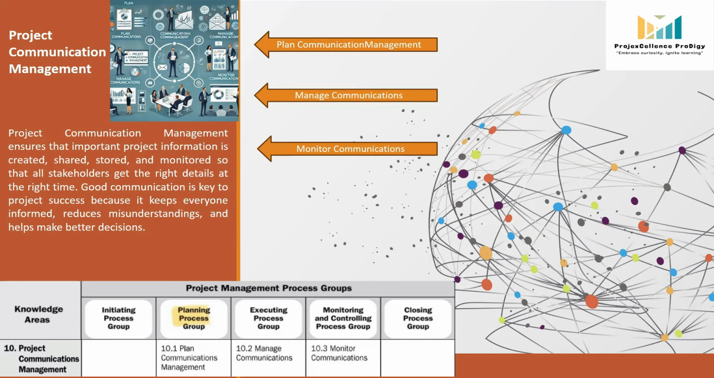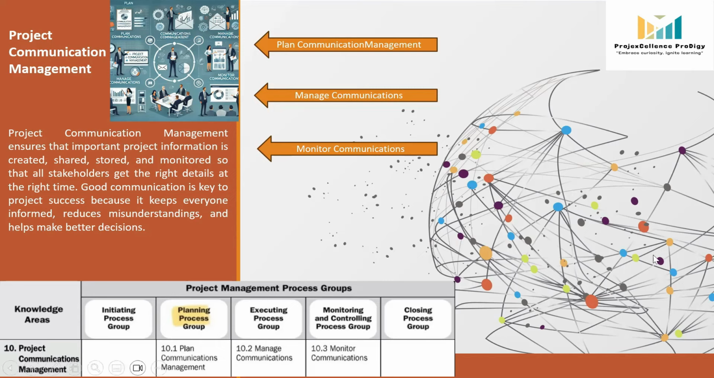Let's get started. Project communication management ensures that project information is accurately generated, shared, stored, and tracked so stakeholders receive timely and relevant updates. Effective communication is crucial for project success as it keeps everyone informed, minimizes confusion, and supports better decision making. There are total 3 processes in project communication management.